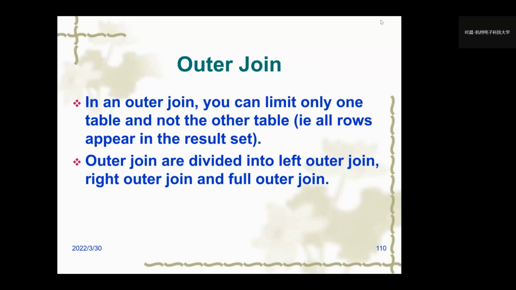And then we have talked about the outer join, and we have discussed that for an outer join, you can limit it to only one table and not the other table. So this is different from the inner join. And we have discussed that outer joins are divided into the left outer join, right outer join, and full outer join.